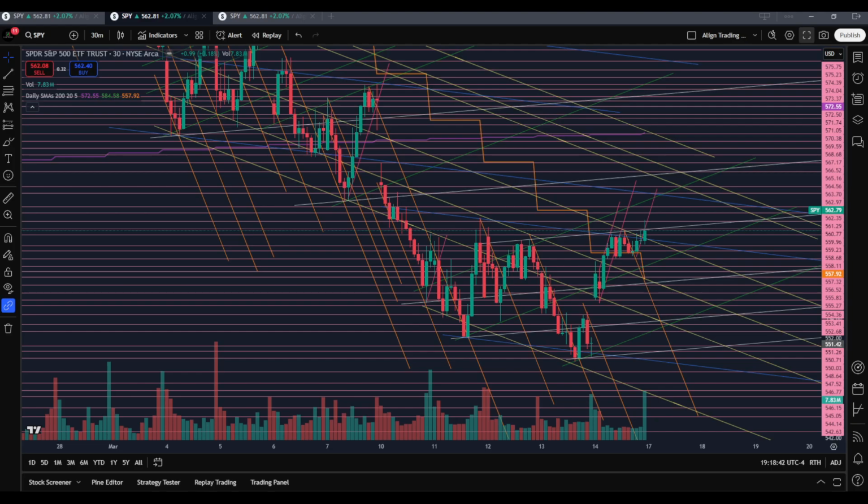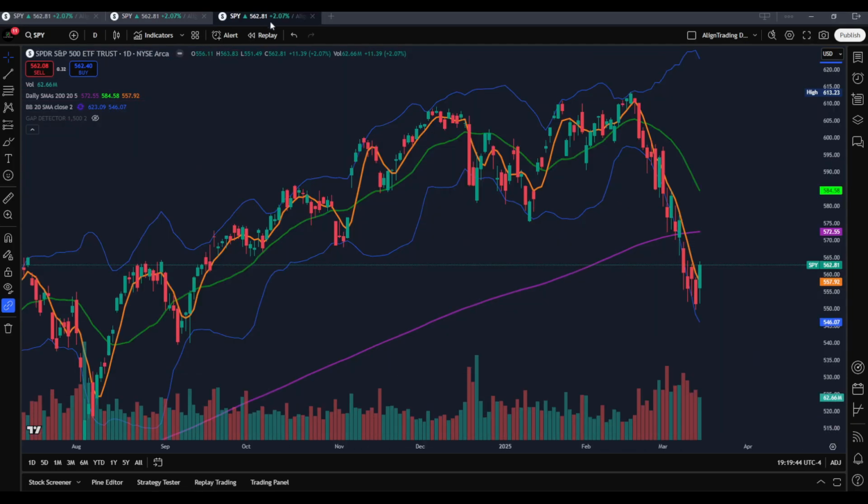Taking a look at the SPY here, going over what went on last week, as well as what to watch for in the week ahead. Now, just before taking a look at the 30-minute chart here, I want to talk about the daily and where we are now and how we got here from last week.